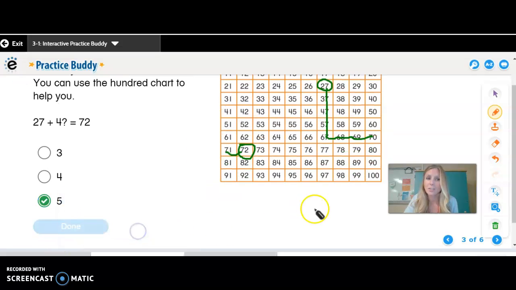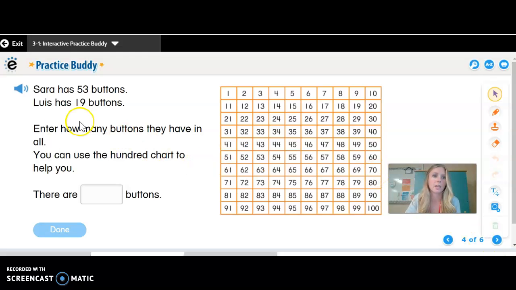Very good. So see how we did that? We moved down those 4 tens, 1, 2, 3, 4, and we had to figure out how many ones to move over to get us to 72. So we went over 1, 2, 3, 4, 5 ones to get to 72. See, that was tricky, and we were able to use this hundreds map to help us out, this chart, just like that. Good job. Let's go on to the next page together.